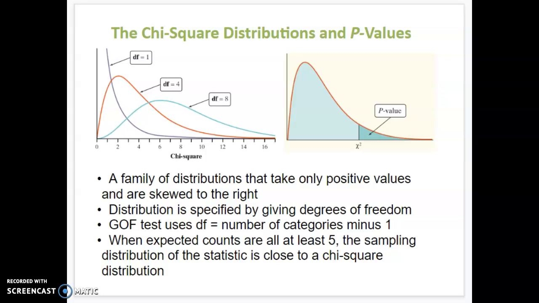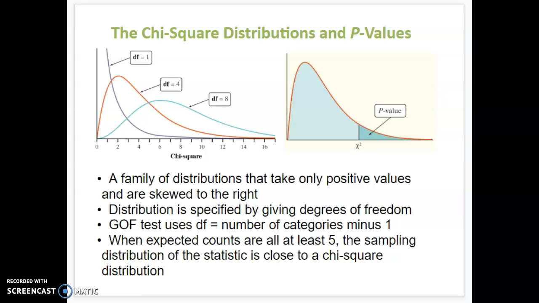Goodness of fit is an easy one. It's just categories minus 1. And so that is with the colors, again, if there are 6 different colors of M&Ms, then we have 5 degrees of freedom. And so whenever we would do that in class, even if we ended up with different numbers of M&Ms, everybody had the same number for degrees of freedom.